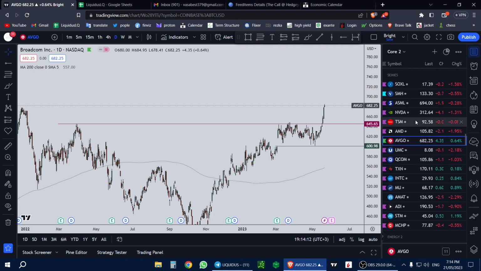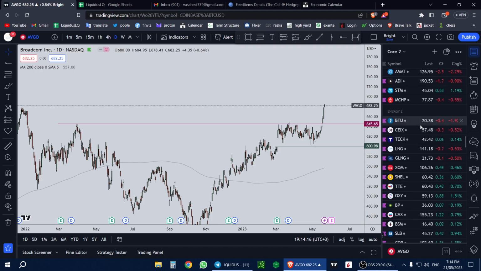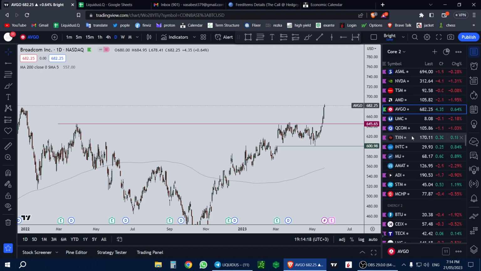ASML. Yes, just be long of that space. As of now, be long. Cautiously long of equities, and this is the best place to be long of it, obviously.